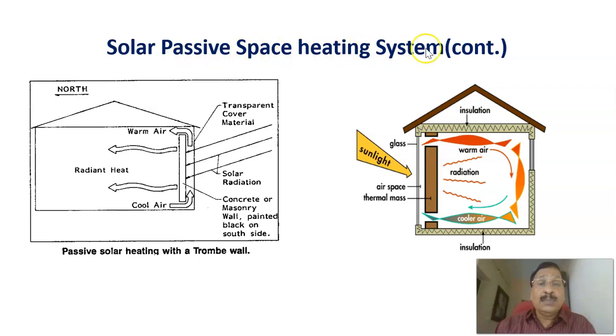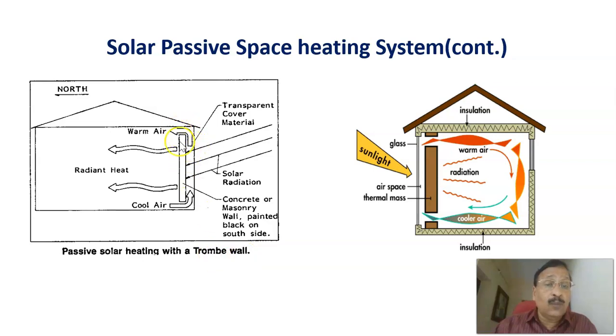Continuing the solar passive space heating, in the same schematic diagram, this is the building, the room as such, and this is the wall. Here the solar radiation is falling from the glazing, and this is getting heated. That hot air is coming into the room, and the cold air is again coming back. This is circulating, and this is passive solar heating with a trombe wall.